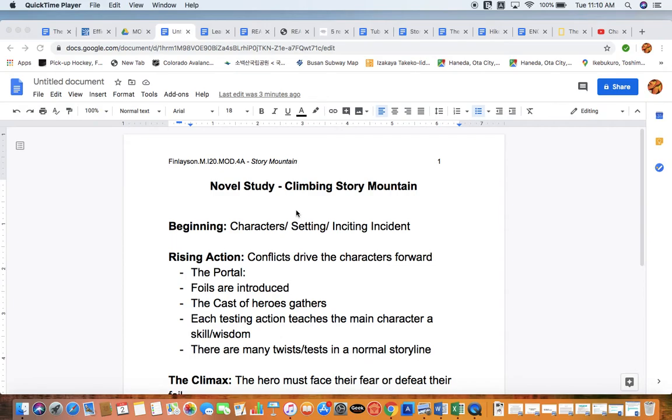All right, so this morning we are continuing looking at our novel study unit, and today we're going to talk about a commonly used image or metaphor that teachers will often utilize to discuss the way that stories unfold in novels. And this is called Story Mountain. So today's mini lecture, I guess we could call it Climbing Story Mountain.